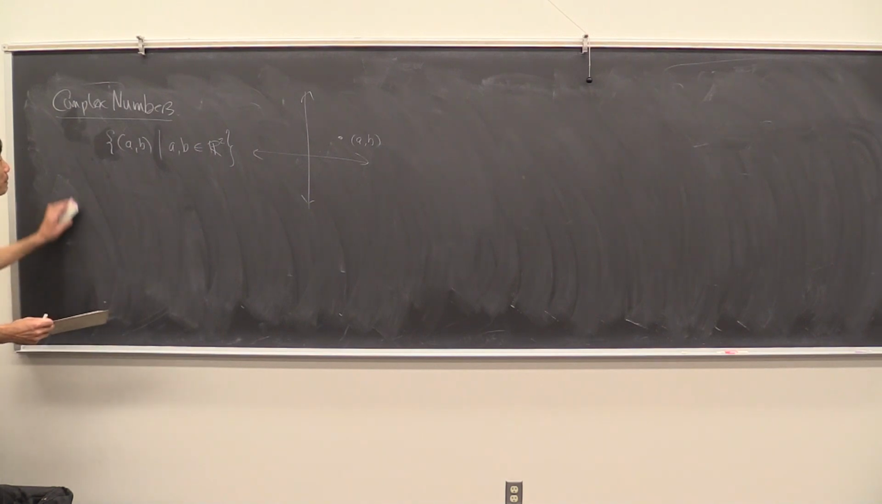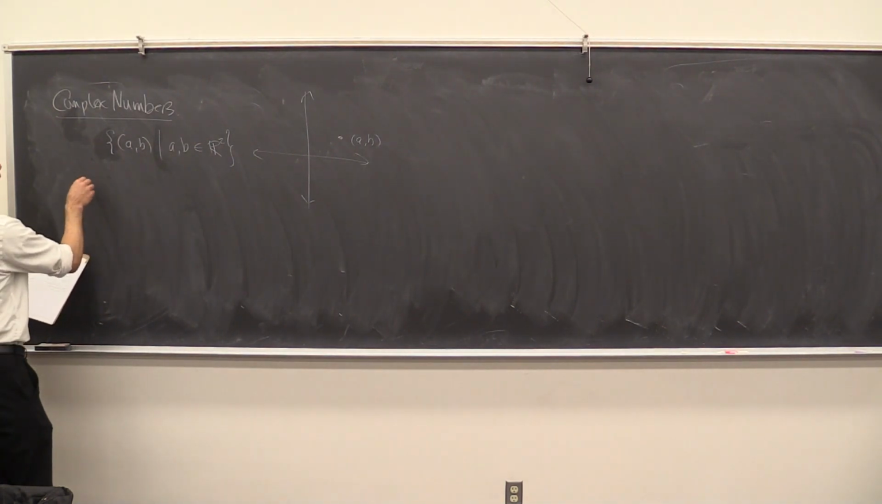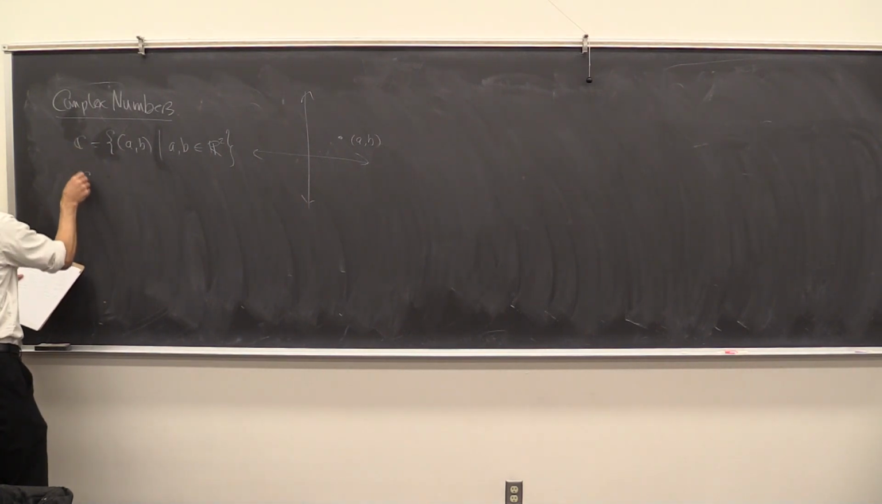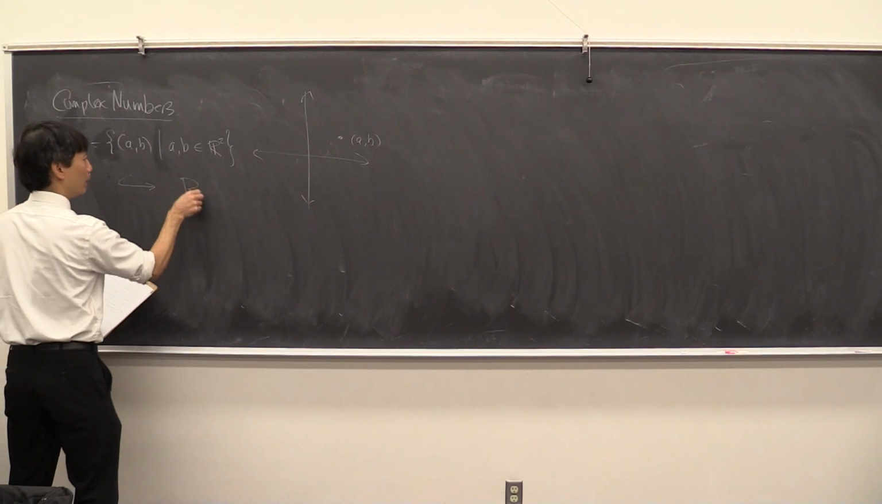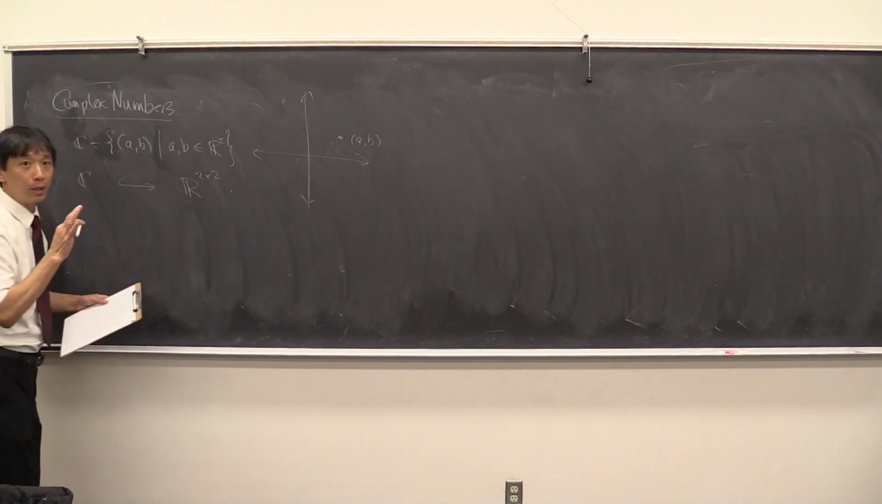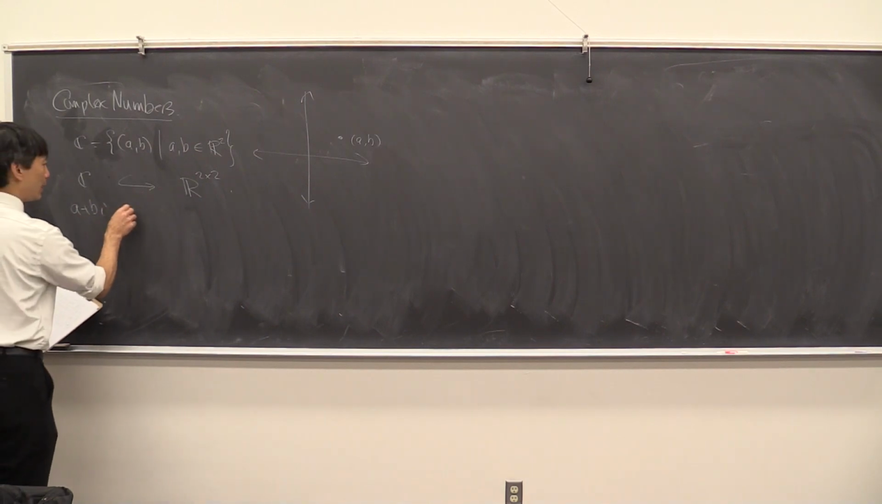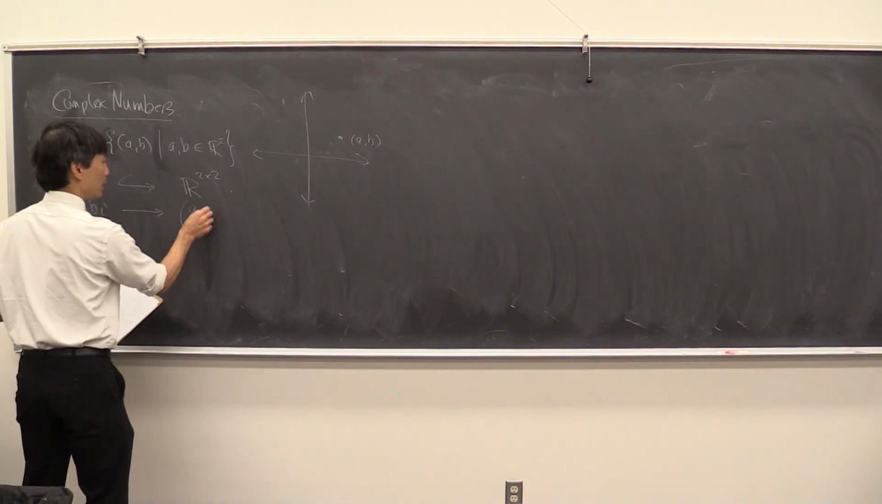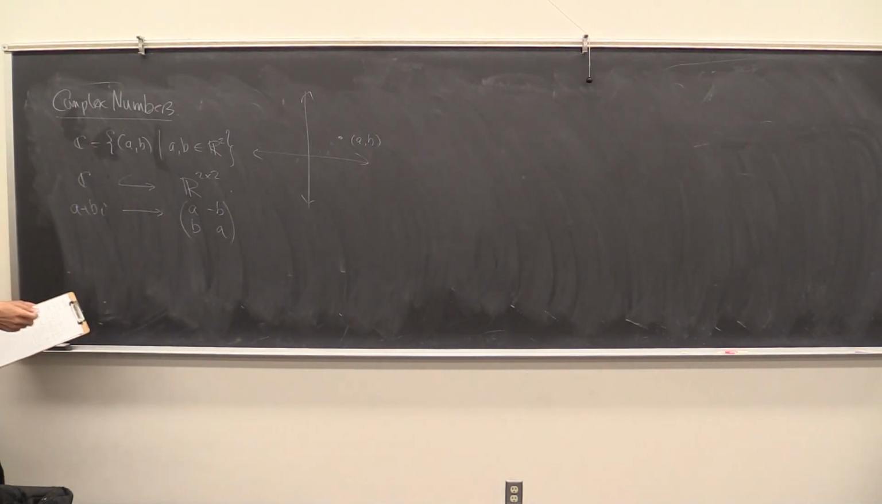So here's what you do. You take C, and you can embed it in the 2x2 matrices. What you do is you take your a plus bi, and then you embed it into the matrices as a matrix like this: a, -b, b, a.